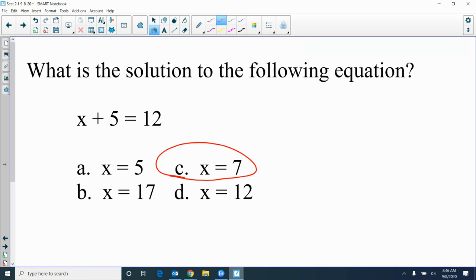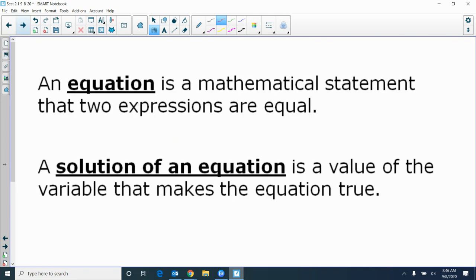Now we're going to go over, all right, how do we find that algebraically? So a couple things here, fill this in on your sheet, on your notes. An equation is a mathematical statement that 2 expressions are equal. That's where we get that balance from. The left side is balanced with the right side. The equation has an equal sign. The 2 sides hold the same value. The solution of an equation is a value of the variable that makes it true.